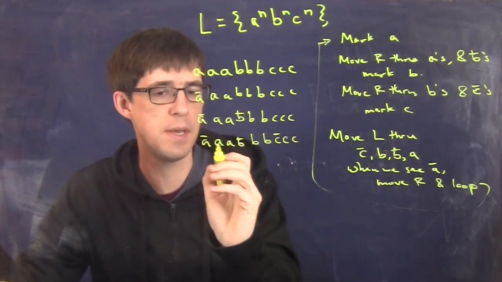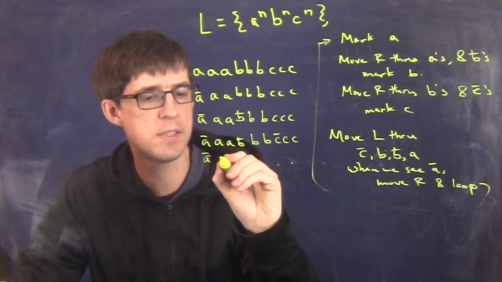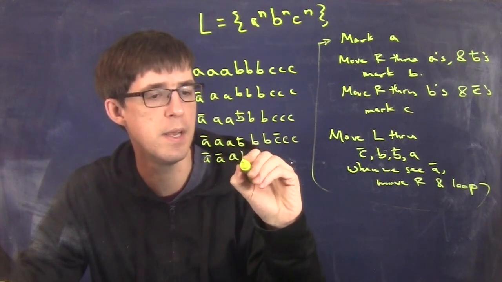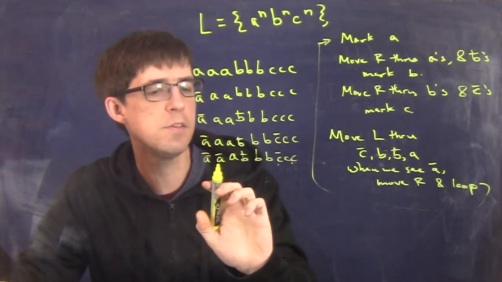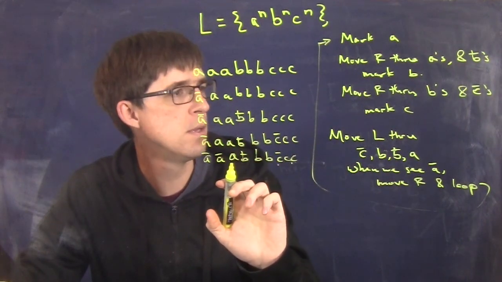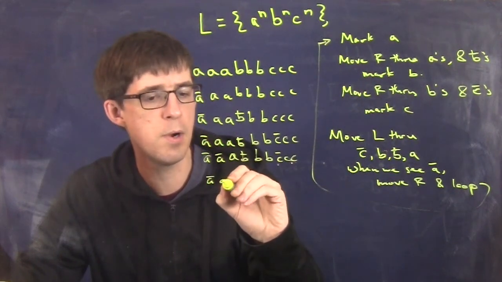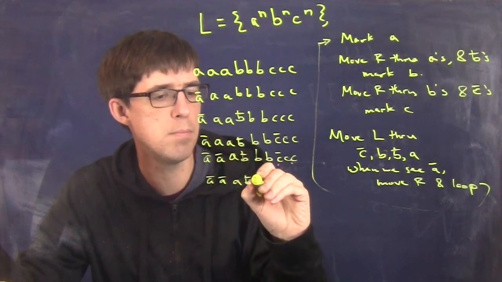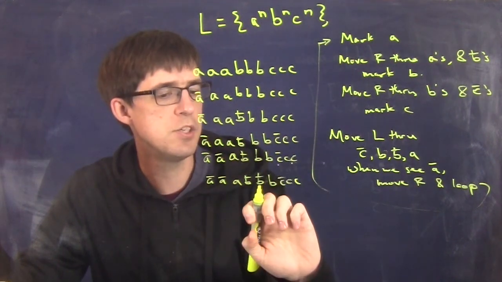So after this step, it will now be pointing at this A, and we mark that A. So next step, it'll say A, and then A, B bar, B, B, C bar, C, C. And then it'll start to move to the right. It'll go through this A. It'll go through this B bar. That's what I said. And then it'll mark the next B. So it'll go A, A, B, B, C bar, C, C. It just marked that one.